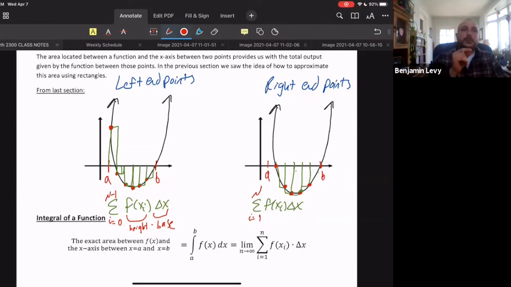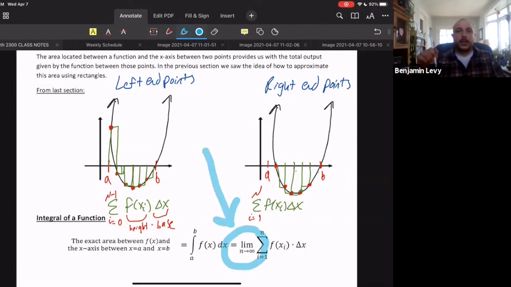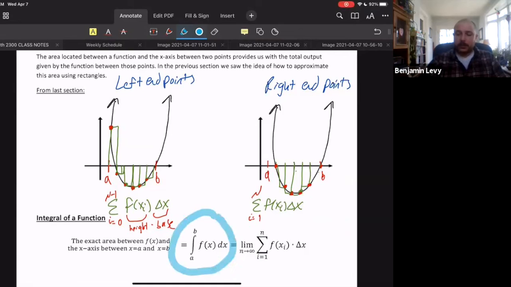And the more rectangles you put in, the less error we end up with, to the point where if we want the exact value, we would want to use infinitely many rectangles. That's what this is saying right here. If we let n go to infinity, and n is the number of rectangles we have, we end up with the exact value between the two points. And so this is the new notation.